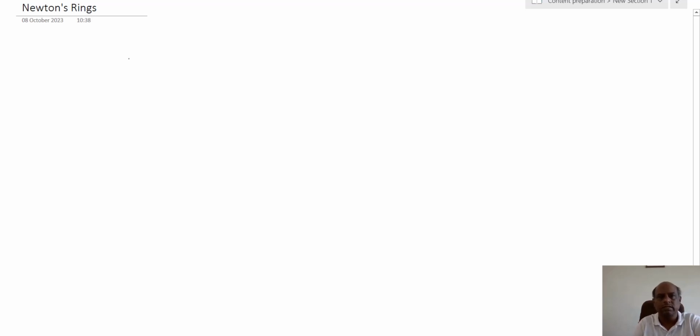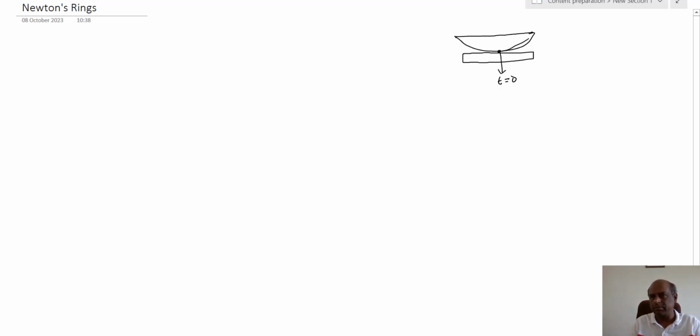Newton's rings is an example of interference in thin films of non-uniform thickness. Here in this Newton's rings experiment, we will take a plano convex lens which is kept on a plane glass. So in this case, what is happening at the center? The plano convex lens is touching the plane glass plate and its thickness t is becoming 0.